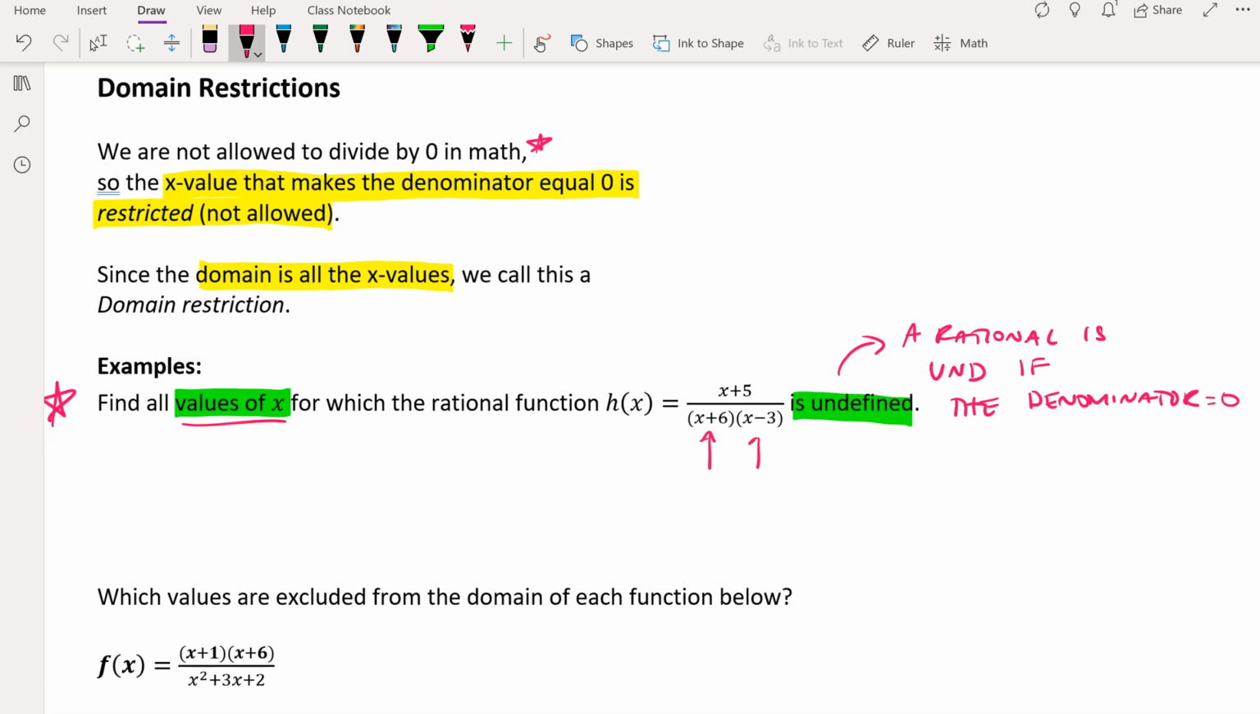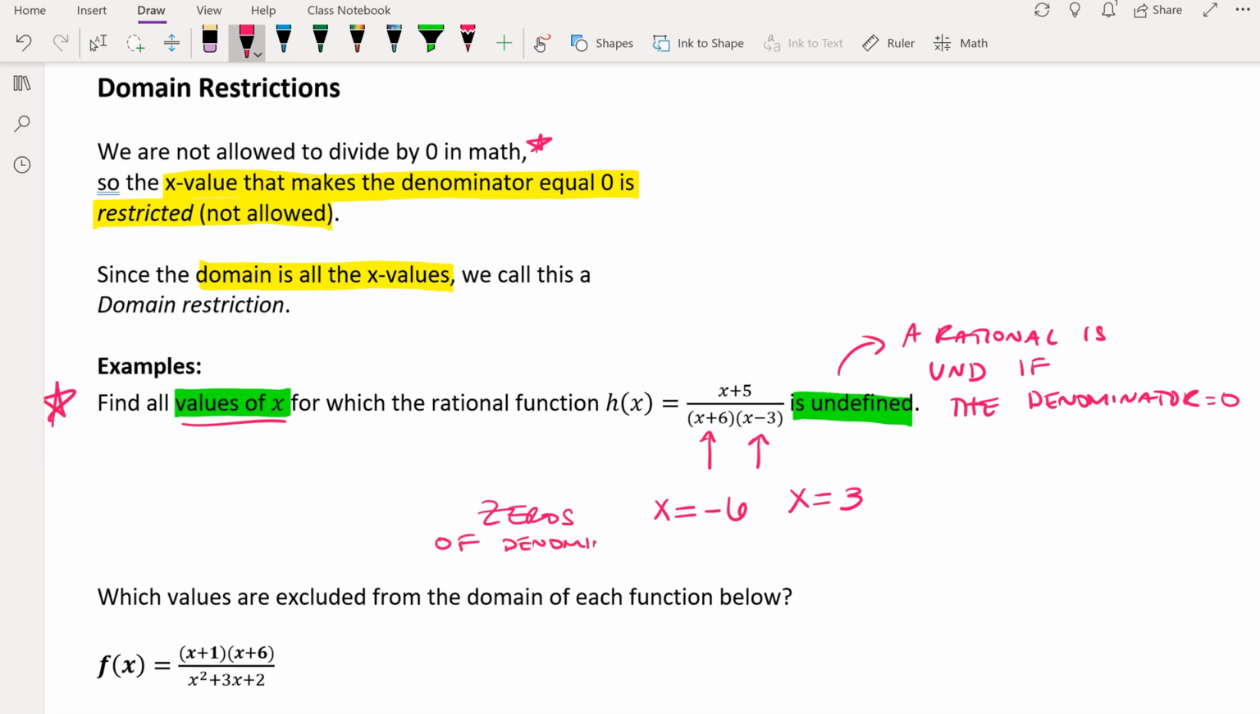We have to look in the denominator, and you actually are going to find the solutions for the denominator. So what x value would make x plus 6 equal 0? When we find the solutions, we flip the sign. So x equals -6 would make this one equal 0. And then for the second one, x equals +3 would make that factor equal 0. Okay, cool. These are the zeros of the denominator.